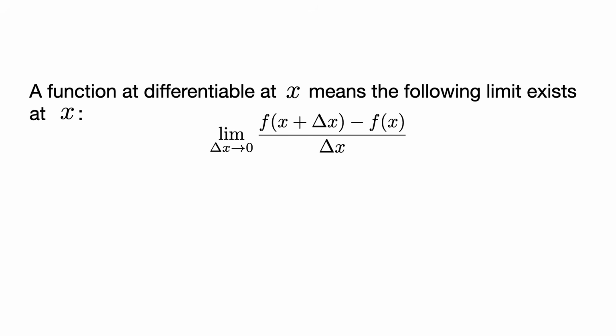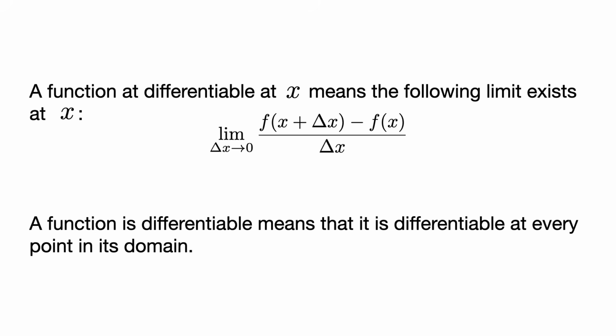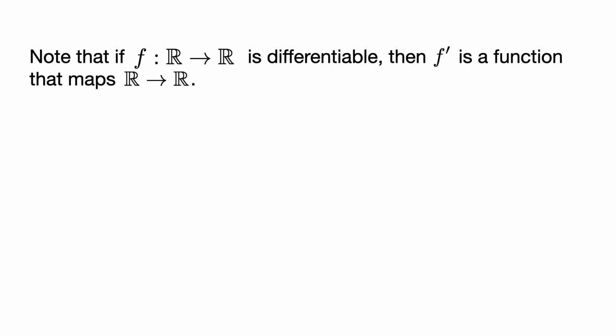Some definitions. A function is differentiable at x means the following limit exists at x. And a function is differentiable means that it is differentiable at every point in its domain. Note that if f, which maps the real numbers to the real numbers, is differentiable, then f prime itself is a function that maps the real numbers to the real numbers.